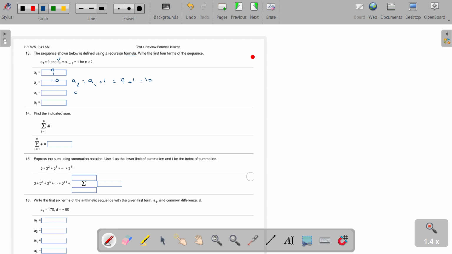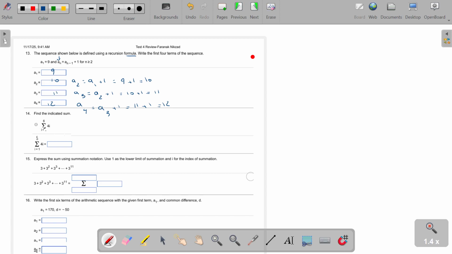To find A3, you need to add 1 to the previous term. So that will be 10 plus 1, because the previous term was A2 and that was equal to 10. So this is 11. Now, what is A4? That's the previous term, which is A3, plus 1. 11 plus 1 is equal to 12.